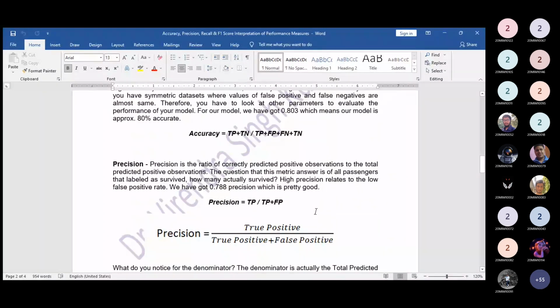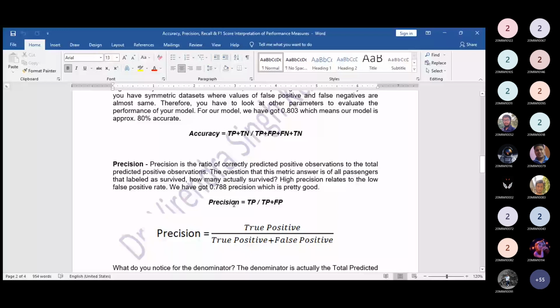Precision is another criterion that is used to measure the classification model. Precision is the ratio of correctly predicted positive observations to the total predicted positive observations. So here we will not use any kind of negative parameter. Precision will be the true positive divided by the true positive plus false positive, and the true positive and false positive together are the total predicted positive points.